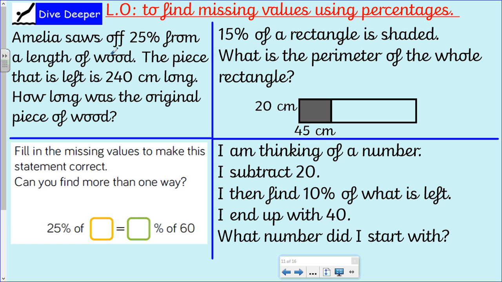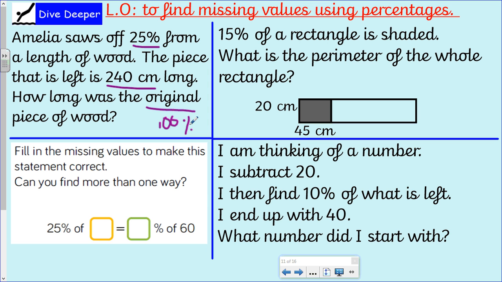So just read them. If you've got this far, you should be able to know what you're doing. So underline the key information, read them. If you need to draw a bar model, draw a bar model. I'm not going to read all of this question, but look, I'm straight away seeing that and that. And I want the original. The original is 100%. So I know that 25% is 240. What's the original? Okay. Fill in.